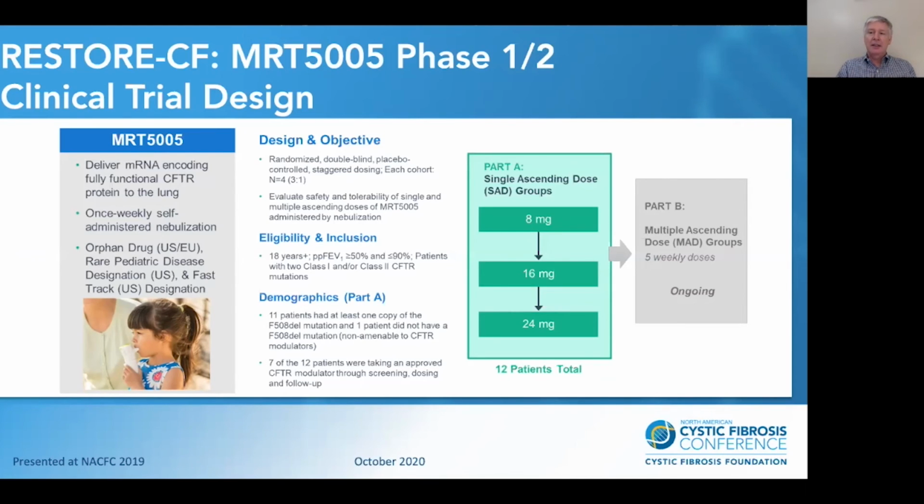In part A, each patient received a single dose of MRT 5005. So there were 4 patients in each of these groups. 3 received 5005 and 1 received a placebo. The dosing in the multiple ascending groups is ongoing and is not part of this presentation. And the results from this single ascending group shown here for the 8, 16, and 24 milligrams in part A were presented at NACFC last year. I think it's important just to summarize the results that we presented.